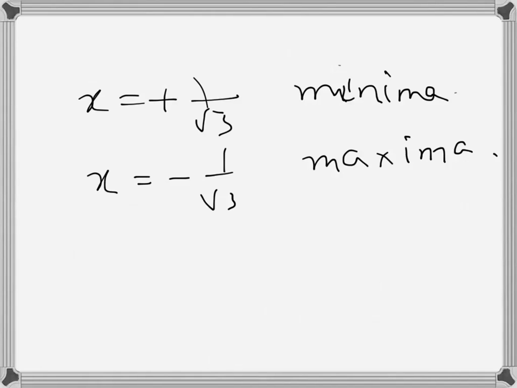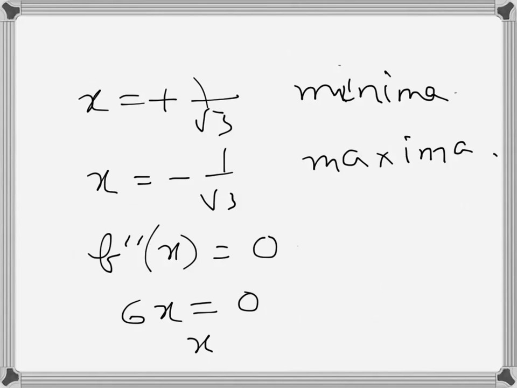Now we will look for a point of inflection if there is any. So we equate f double prime x to 0, and f double prime x is 6x, that equal to 0, that means x is equal to 0. So origin, when x is equal to 0, y is also 0. So origin is an inflection point.